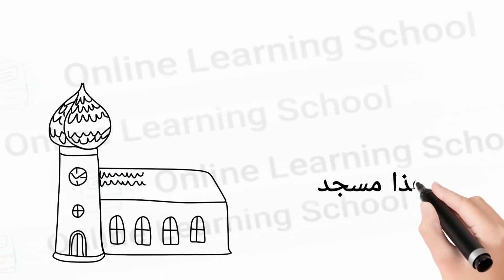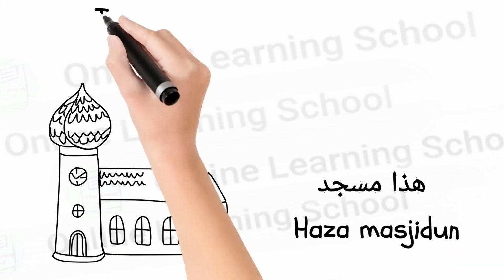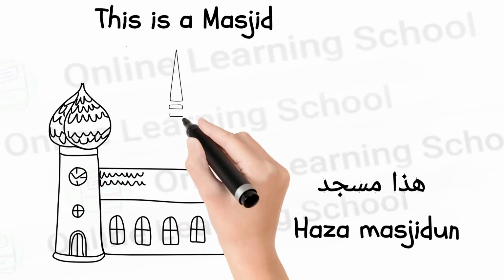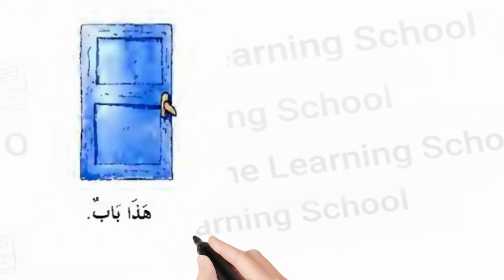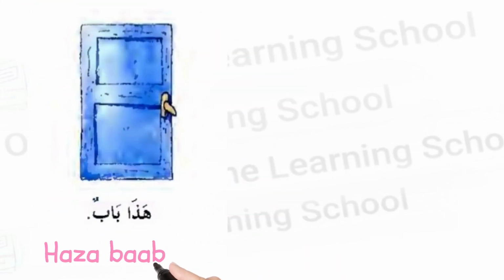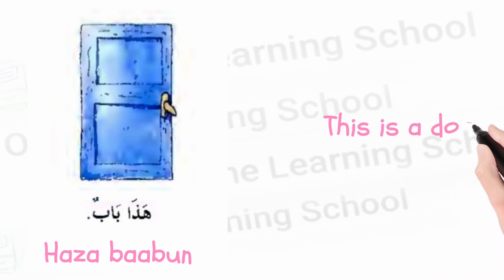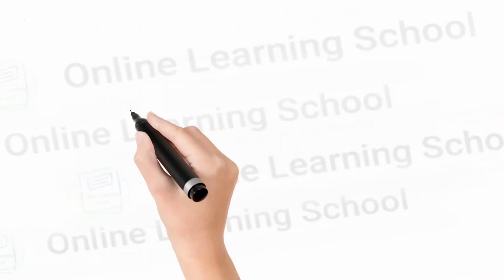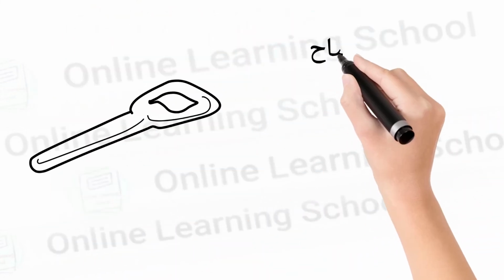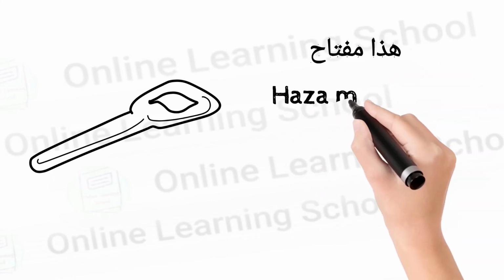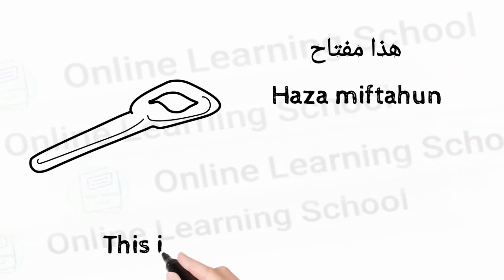Haza masjidun, this is a masjid. Next one is haza babun, this is a door. Haza miftahun, this is a key.